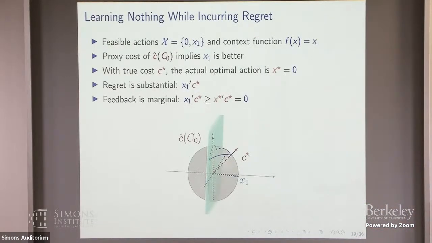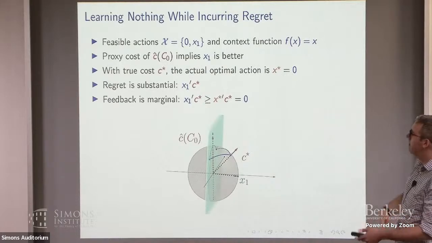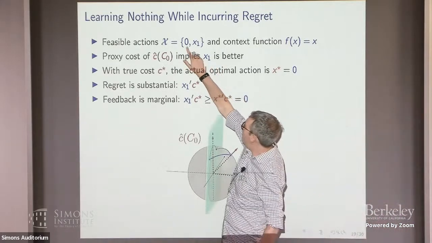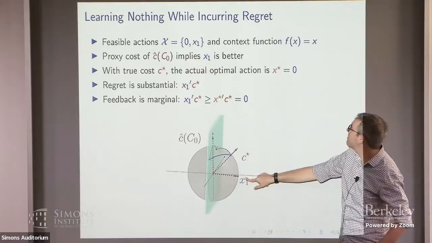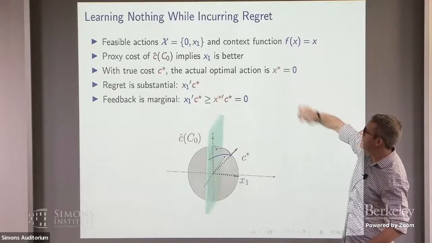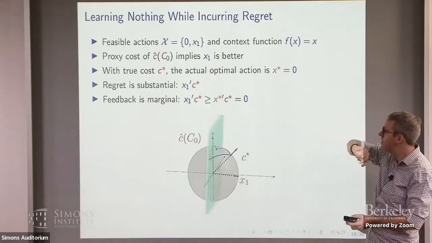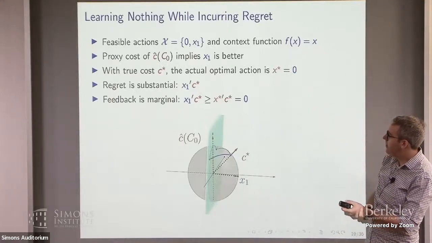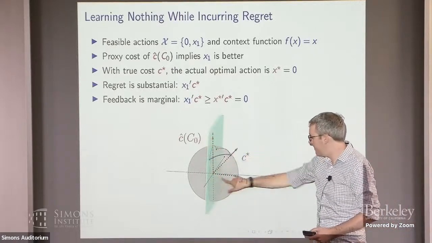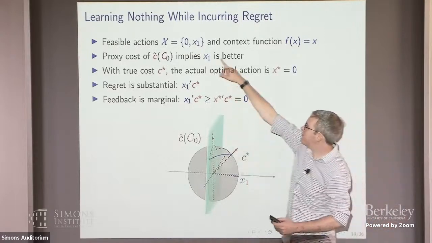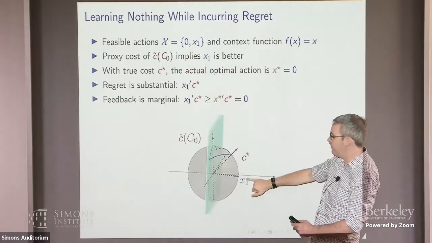So how does nature mess you up in this model? Suppose your set of feasible actions in period 1 is 0 or x1, over here. And there's no context function. The context function is the identity function. Now, the proxy cost, I said, is over here. So you do the inner product between this and that, and it's negative. That's better than choosing 0. So you choose action x1.